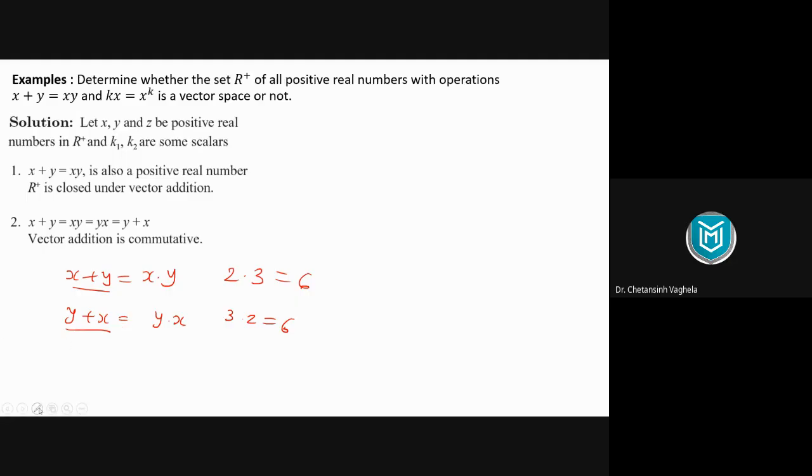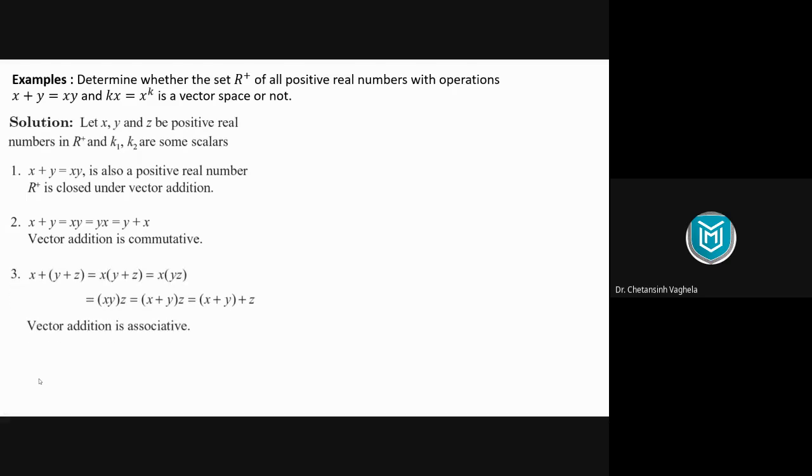Then the third condition is for associative law. For associative law, let's try to take the left hand side first. This is your left hand side. In the left hand side, y and z are in association. So what we need to do, keep x as it is. First multiply x, then y plus z. Now you take y plus z. Y plus z is given by y into z. So ultimately this will give you x into y into z. So your left hand side gives you x into y into z.